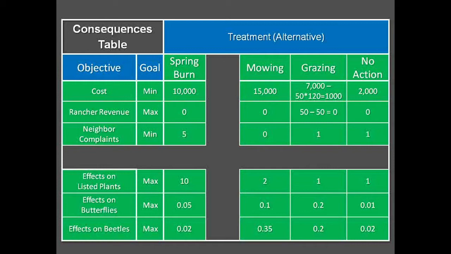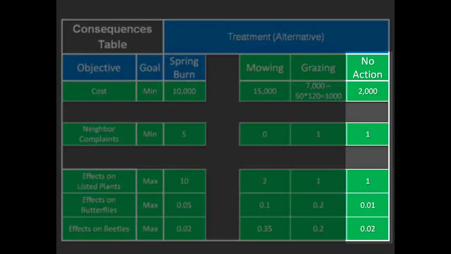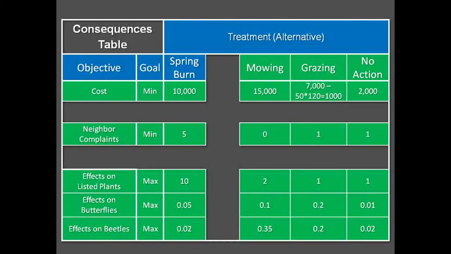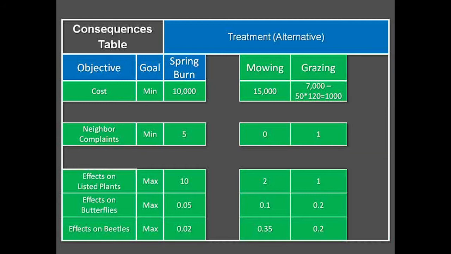And then once we've done that, rancher revenue becomes an irrelevant objective because we've zeroed it out across the different alternatives. So we can eliminate that. But we have to carry that new cost and maintain that revised cost of $1,000 throughout the rest of the problem. Once we've done that, we notice that the no action alternative is a dominated alternative. It's dominated because it is more expensive than grazing, has the same number of neighbor complaints, the same effect on listed plants, does less well for butterflies, and does less well for beetles. So no action is now dominated by the grazing alternative. We can eliminate the no action alternative.